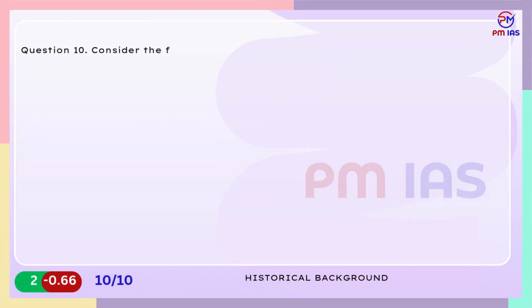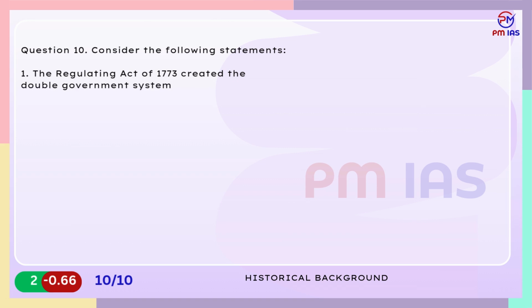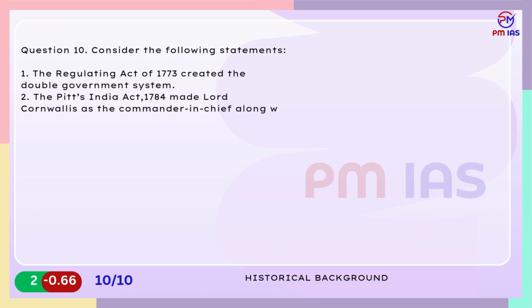Question 10. Consider the following statements. 1. The Regulating Act of 1773 created the double government system. 2. The Pitt's India Act 1784 made Lord Cornwallis as the Commander-in-Chief along with the Governor-General.